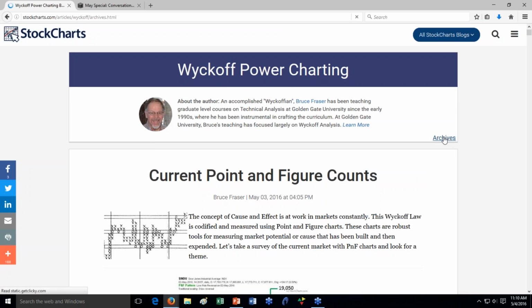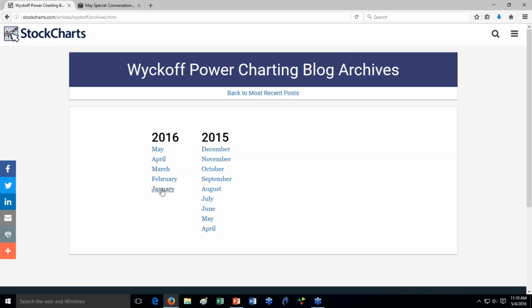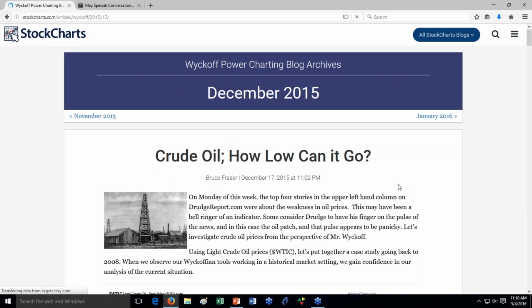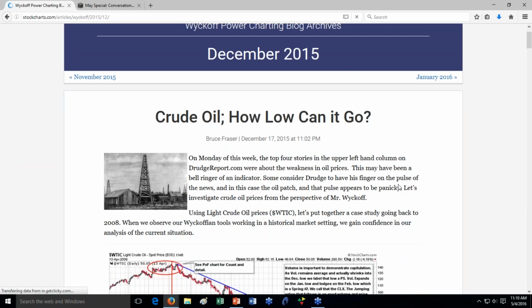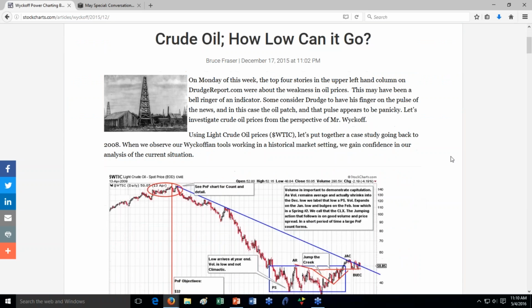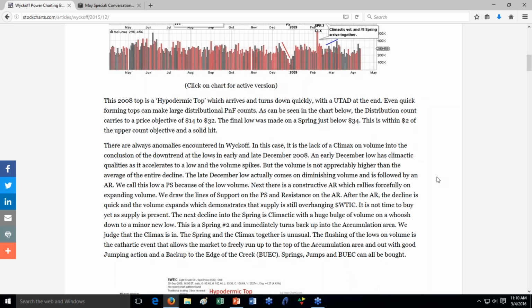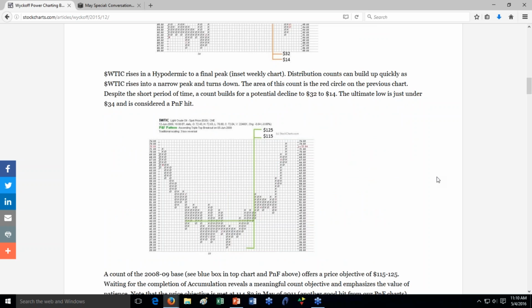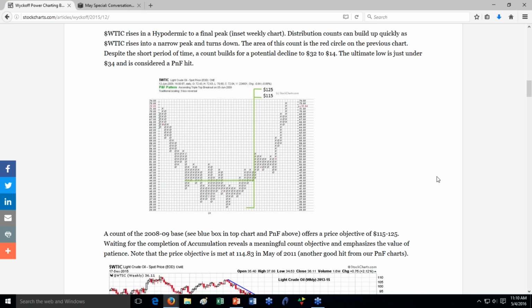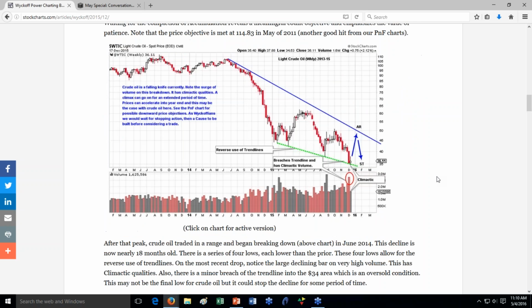So I did on 12/17. Get a pencil out and just write these dates down because that's the best way to find these because they're in the order of when they were published. 12/17, I did a crude oil case study because crude oil was going into the low, and there's a nice case study of point and figure counts in crude oil, very long-term point and figure counts, where I compare the vertical chart to the point and figure chart, and then on 2/26 I have an update of those charts.